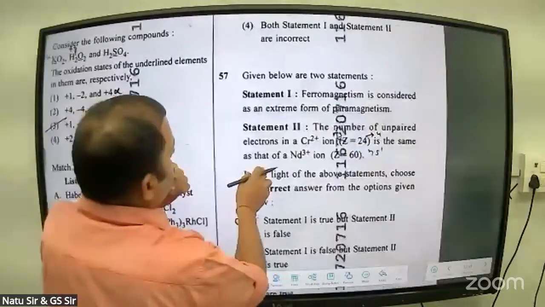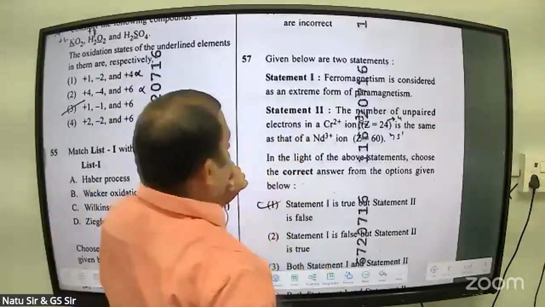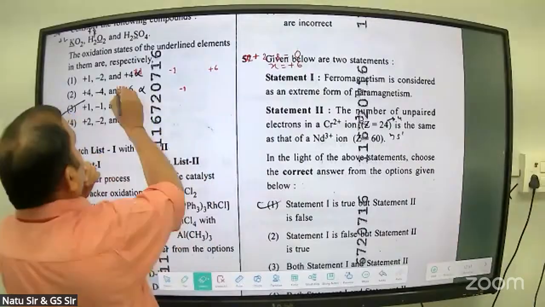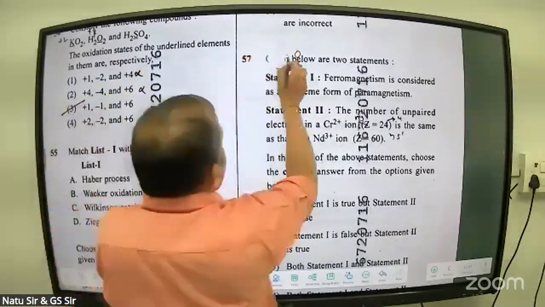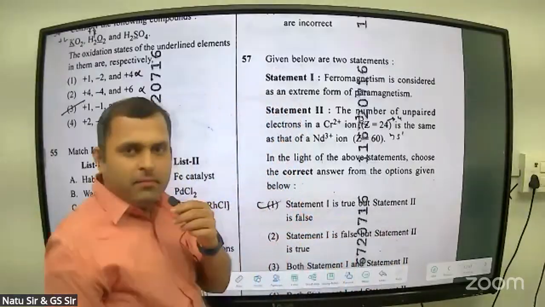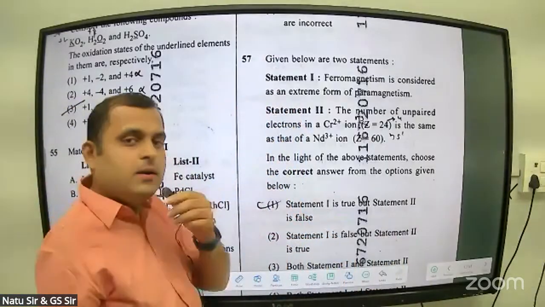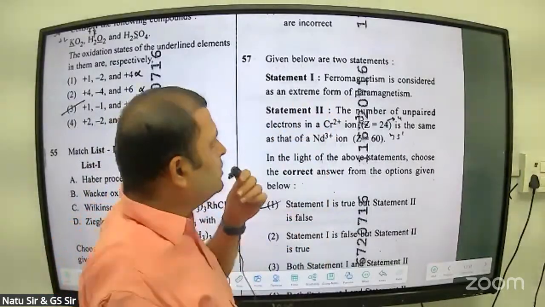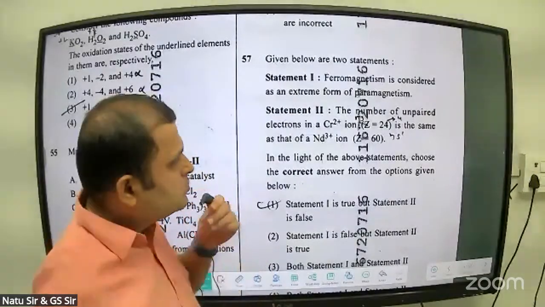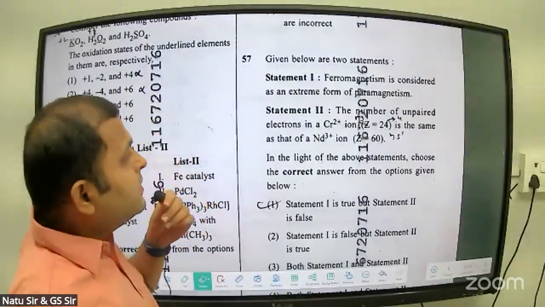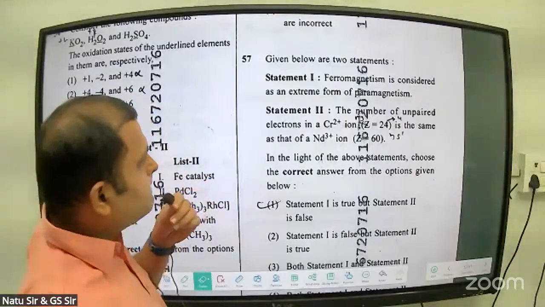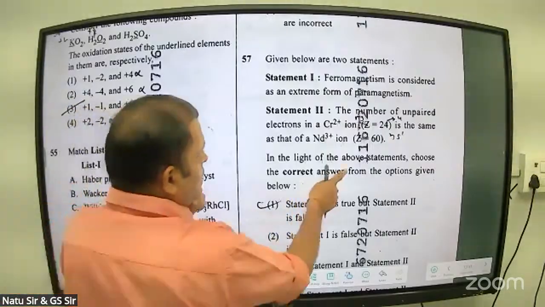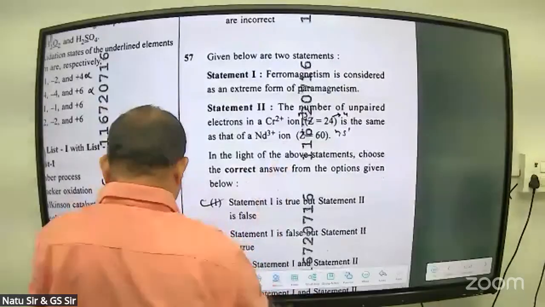Then let us take 57. Ferromagnetism is considered as an extreme form of paramagnetism. So in paramagnetism, the substance is weakly attracted in a magnetic field, whereas in ferromagnetism, it is strongly attracted in a magnetic field. So that means this ferromagnetism is nothing but an extreme form of paramagnetism, which means statement 1 is correct. Then statement 2: the number of unpaired electrons in Cr2+ ion and Nd3+ ion we have to compare.